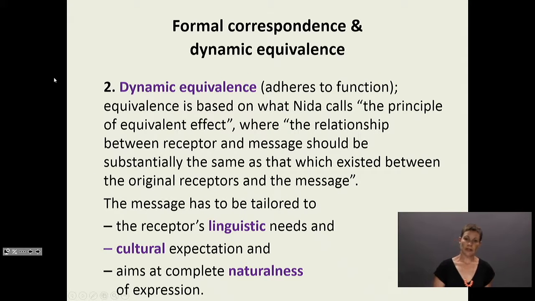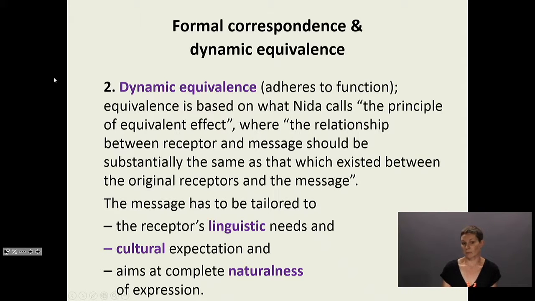The other option that Nida presented was dynamic equivalence. And this is certainly the more favoured approach. This adheres to the function of the target text. So the equivalence here is based on what Nida calls the relationship between the receptor and the message being the same as that which existed between the original receptors and the message. So this is asking us to consider where the text is going. Who is this text for? Why is it being translated?